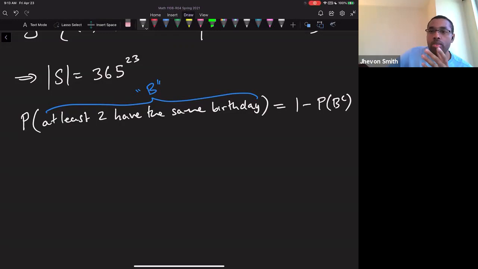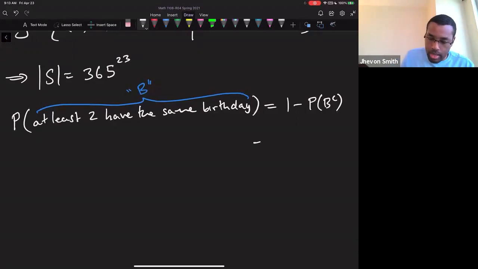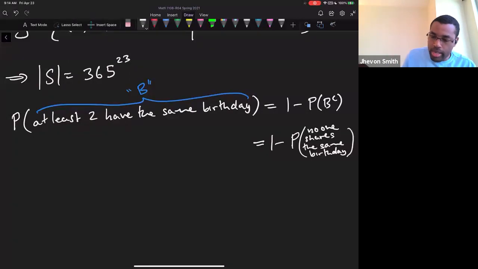So what you can realize, though, is that the opposite of at least 2 is 0. Well, it would be 1, but that means that not 2 people share the same birthday. If only 1 person has this birthday at most, that means not 2. So this is 1 minus the probability that no one shares the same birthday. Right? If you can't find 2 people that share the same birthday, it means no one shared the same birthday. And that is actually a little bit easier to manage.